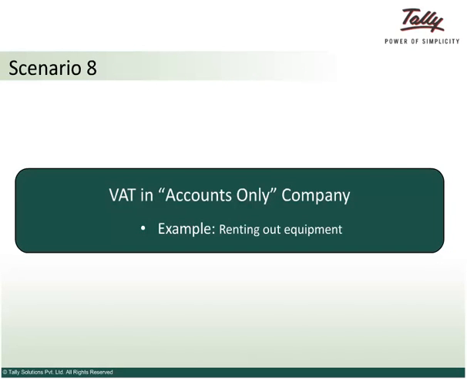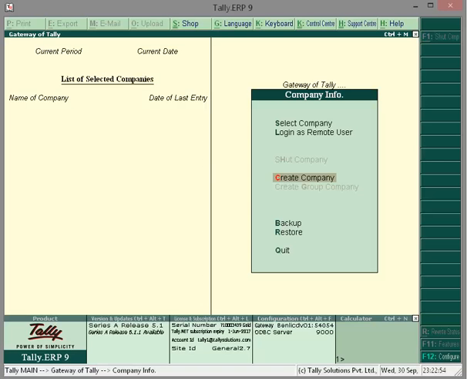This is another scenario, which is easily handled in Release 5.0. A very common requirement exists in the equipment renting business. For example, dealers of generator sets often give generators on rent. Under VAT laws, this renting out attracts VAT, and therefore, the dealer must charge VAT on his invoice. Let's see this in action. Let's create a new company.